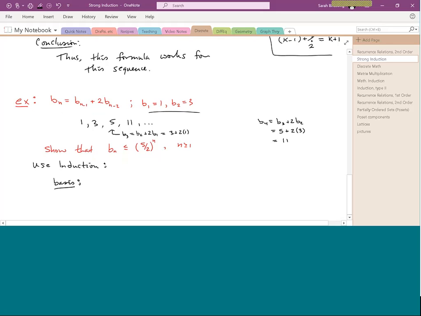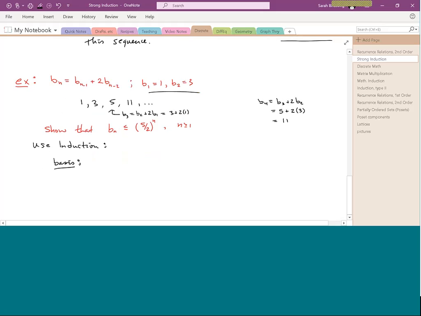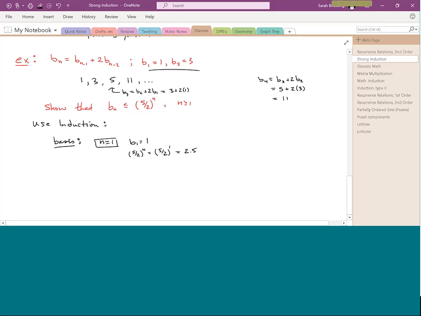Now, when we look at our basis step, you always look at your smallest values of n. So for us, n equals 1 is the smallest value of n. Here, we've got b1 equals 1. And if we looked at 5/2, plug in 1, well, 5/2 is 2.5. Is 2.5 larger than 1? What do you guys think? Is 2.5 larger than or equal to 1? If the answer is no, we stop right here and say, nope, this doesn't work. Yeah, so this works. It's totally larger than.